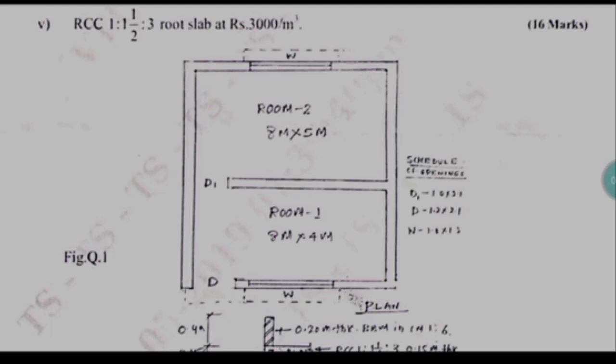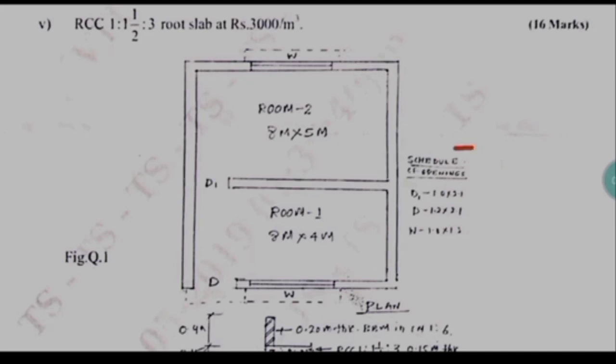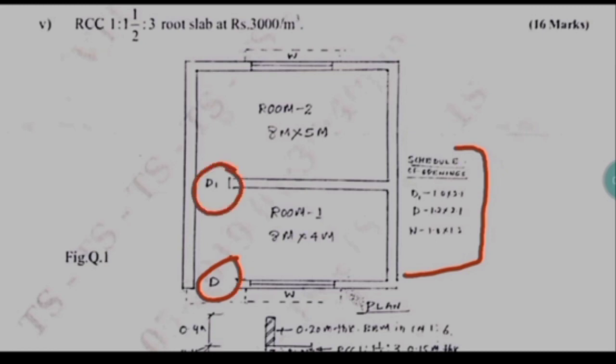So, deduction for openings. Why? Because the openings are constructed in the wall. So that's why we have to deduct the quantity of the openings. In the question they have given the sizes of openings. So the openings are door D and D1 and window W.